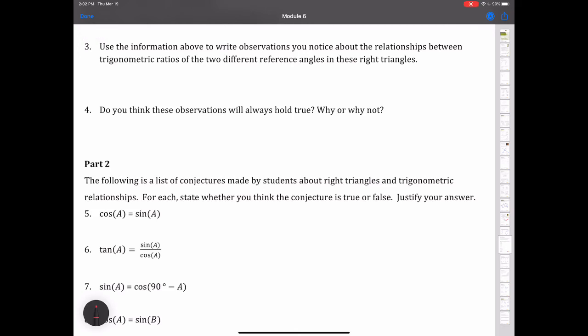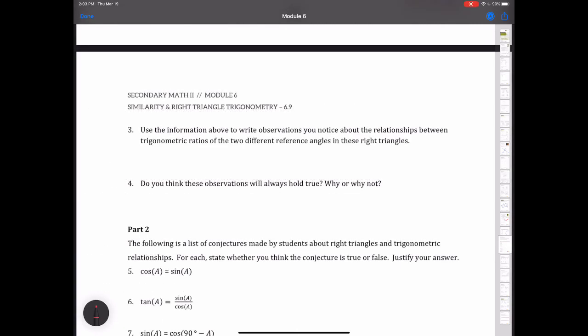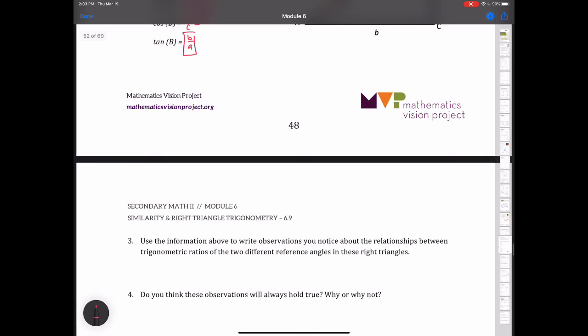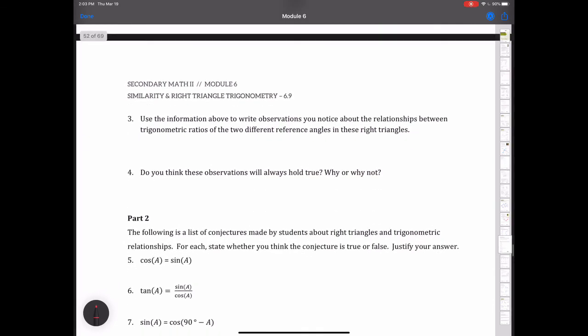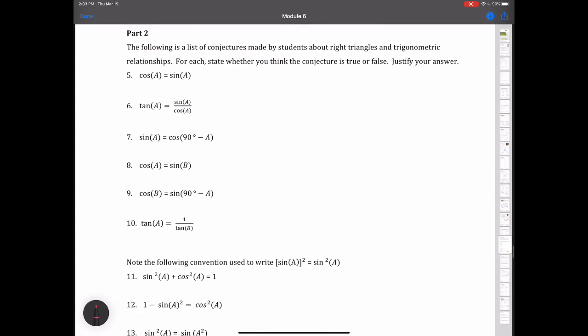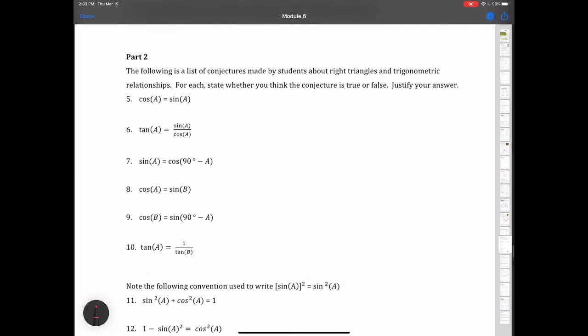And then fourthly, do you think these observations will always hold true? Why or why not? And we can say yes, they should always hold true, since you're really just changing your reference angle. All right, that does it for part 1. Go ahead and check out part 2 in just a moment.